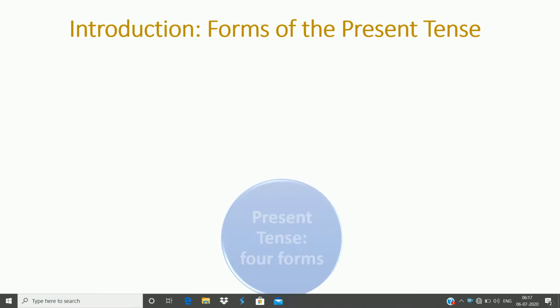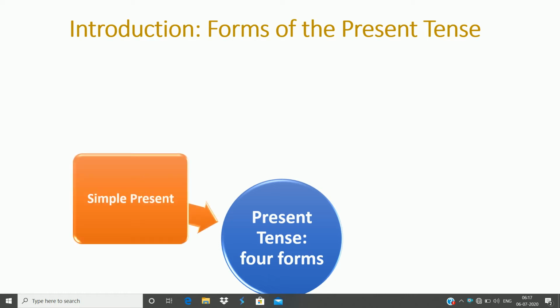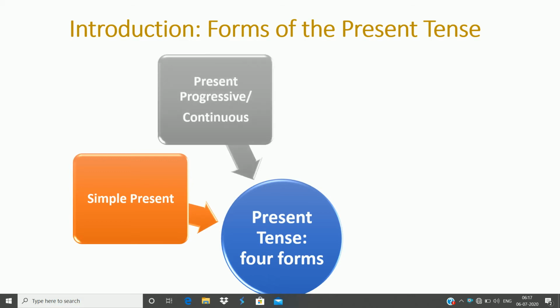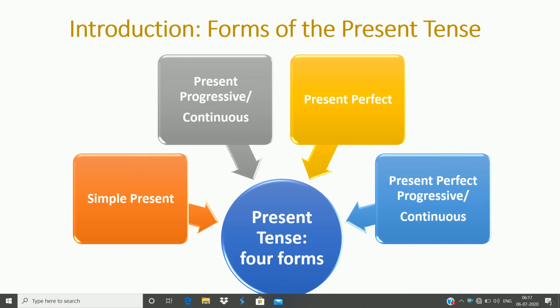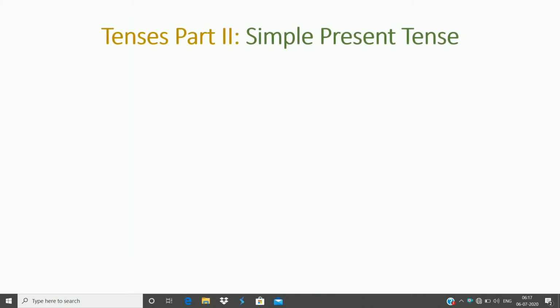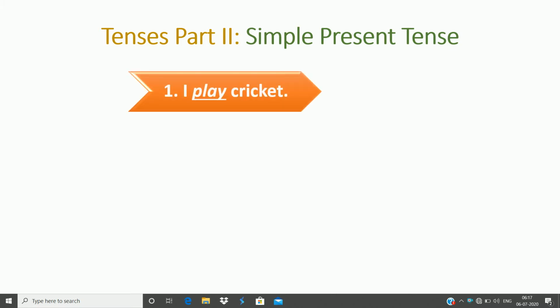In the last lecture, I told you that present tense is one of the main types of the tense, and it also has four forms. The first one is the simple present tense, the second one is the present progressive or present continuous tense, the third one is present perfect tense, and the last one is present perfect progressive or present perfect continuous tense. In this tenses part 2 presentation, let's learn simple present tense.